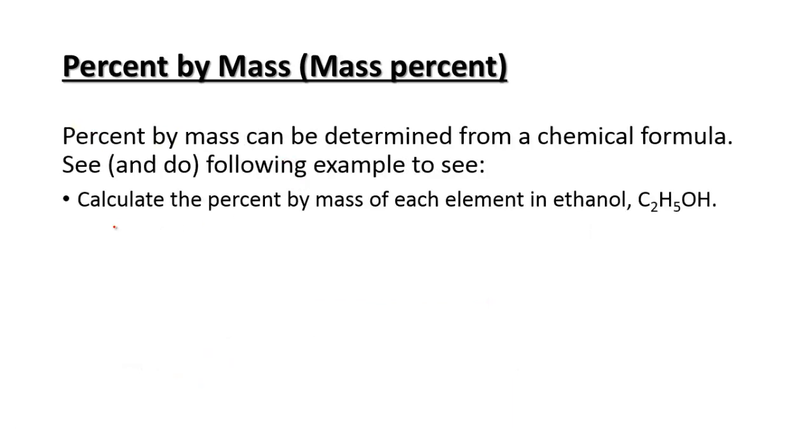Alright, so here we're calculating the percent by mass of each element in ethanol, C2H5OH. There's a nice systematic way to do this to make it work really well for you, and here's how I suggest you do it. List out all the elements you have. So you have carbon, hydrogen, and oxygen. And the hydrogens appear in two spots. We're going to combine those together. So we have 2 carbons, we have 6 hydrogens, 1 oxygen.